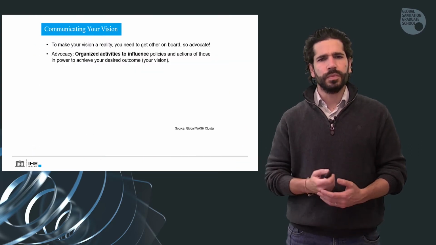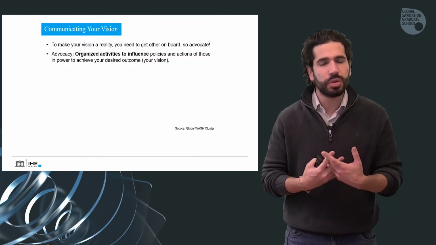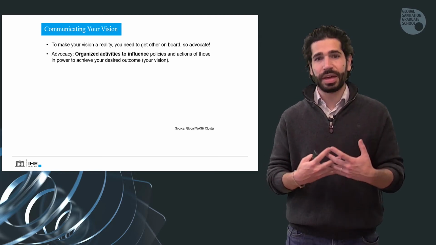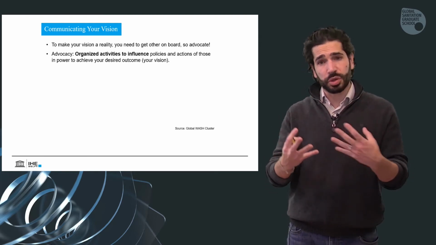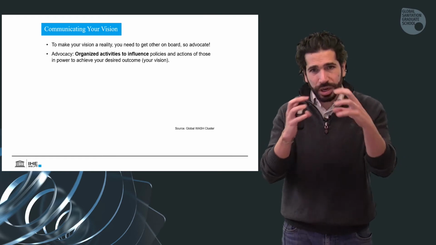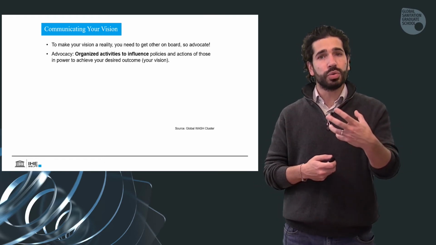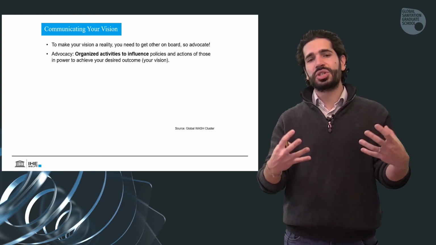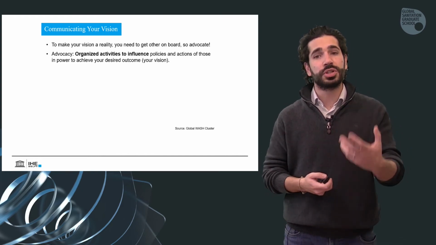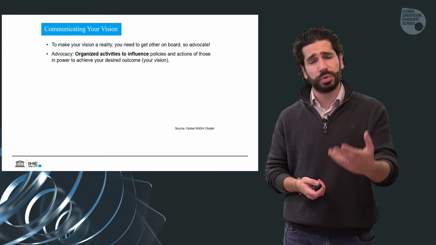So, once you have your vision, it's important for you to know how to communicate it. And by that, it means, in the terms that we use, advocacy, which is organizing activities to influence policies, actions, and people of those aspects or organizations that you want to be able to change, that you need to make your vision come through.